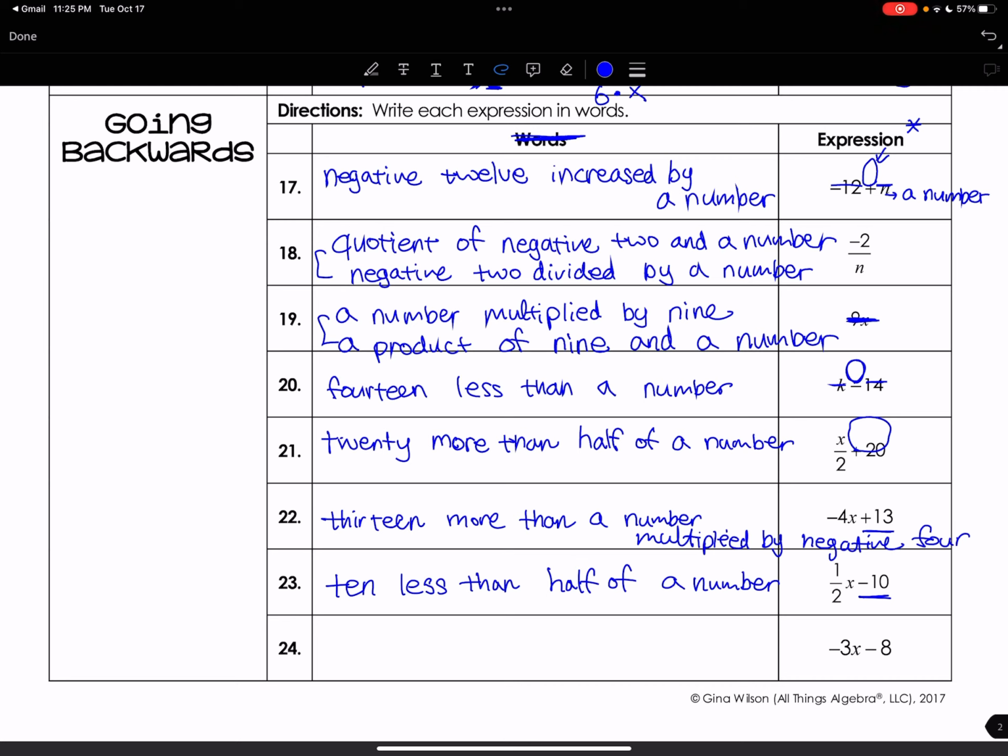And then the last one, 8 less than a product of -3 and a number. You're all done.